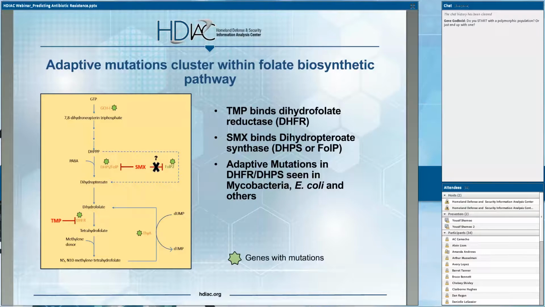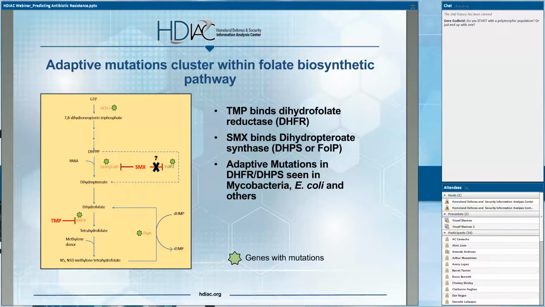So DHPS is one, and DHFR, dihydrofolate reductase, is the other. That makes a lot of sense, right? You get mutations in the genes encoding the proteins that the drugs bind to, and therefore that can give you resistance.